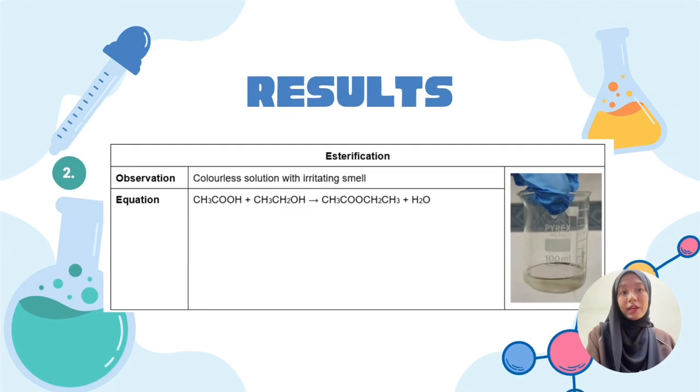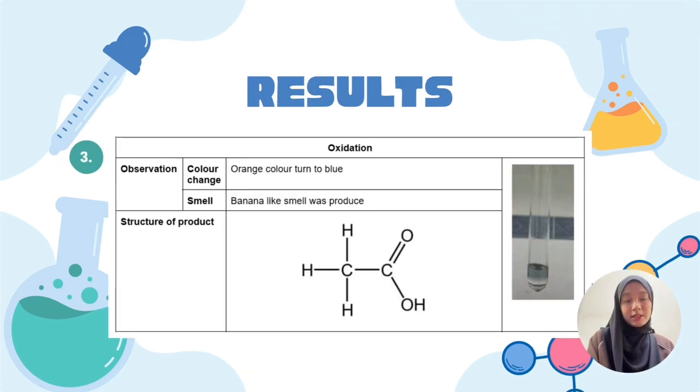Next, we carried out an esterification reaction between acetic acid and ethanol. The product was a colorless solution with a strong irritating smell. Characteristics of the ester ethyl acetate formed, along with water as a byproduct. In the oxidation test, we used an orange oxidizing solution, which turned blue as the alcohol was oxidized. We also noticed a banana-like smell, suggesting formation of an ester or aldehyde product. Shown here is the structure of acetaldehyde, the oxidation product.